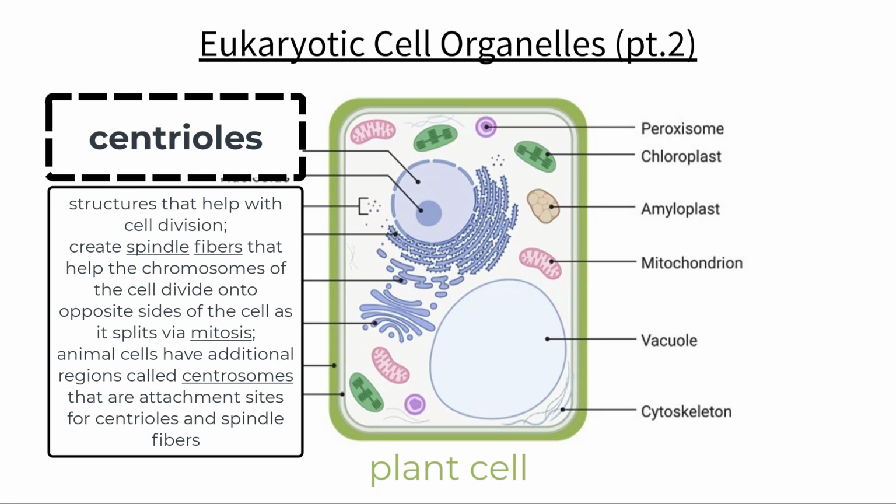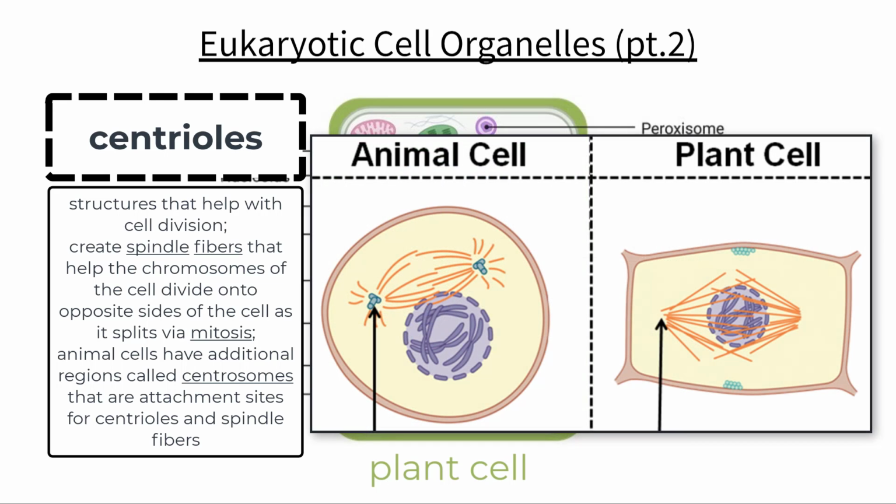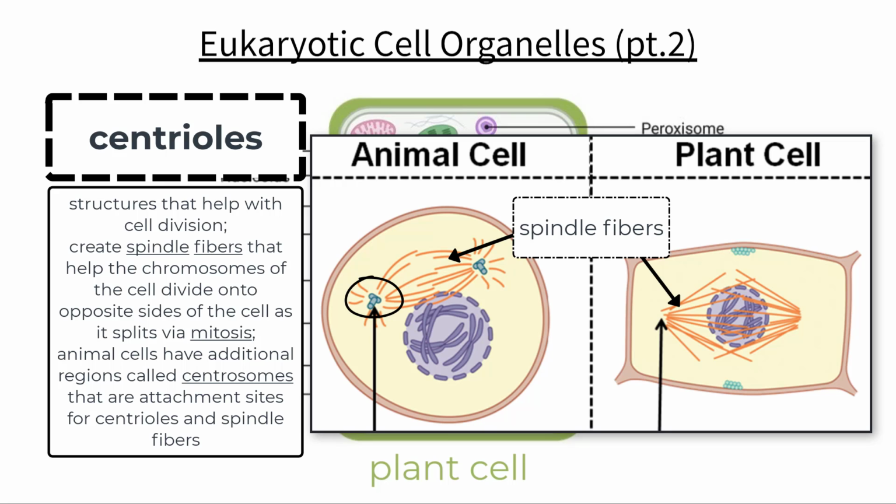Centrioles, which are not pictured here, are structures that help with cell division. They create structures called spindle fibers that can help the chromosomes of the cell divide onto opposite sides of the cell as it splits into two new cells. While both plant and animal cells have these spindle fibers, animal cells also have regions called centrosomes that are attachment sites for these centrioles and spindle fibers. More on that later in the course when we discuss cell division.